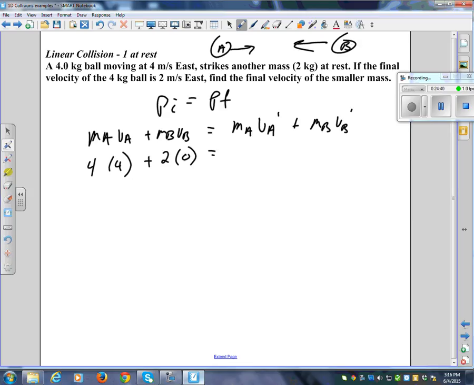Now you can keep going if you want. For some reason I kind of like doing all the left side first. You don't have to. It's that before and after thing. VA prime, if the final velocity of the 4 kilogram ball is 2 east, so that's going to be 4 times 2. Mass of the second one is 2, VB prime.